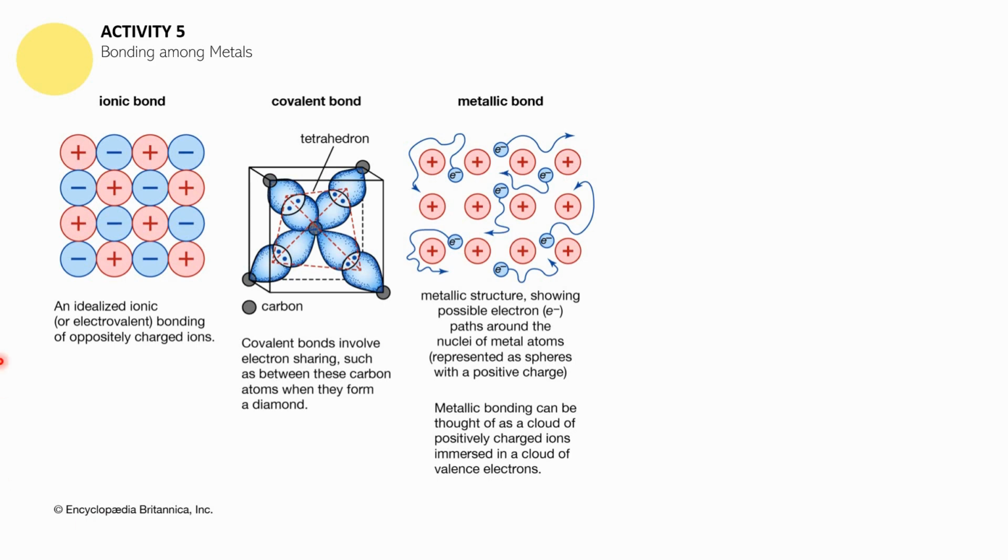When it comes to ionic bonding, this is the model that we have in mind: an idealized ionic or electrovalent bonding of oppositely charged ions, a positively and a negatively charged ion. When it comes to covalent bonding, covalent bonds involve electron sharing, such as these carbon atoms when they form a diamond. These carbon atoms share electrons so that they are able to make themselves stable. They make up diamond in this case.